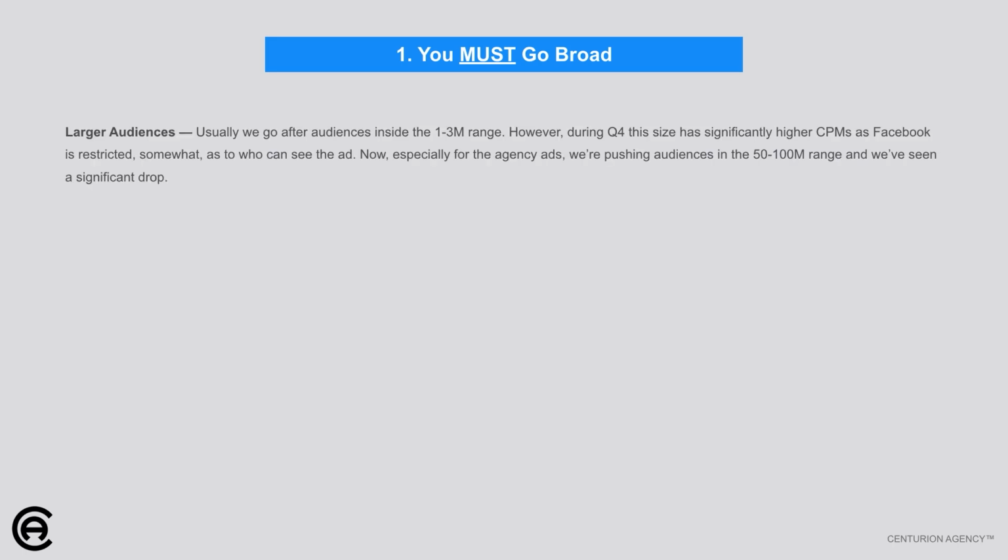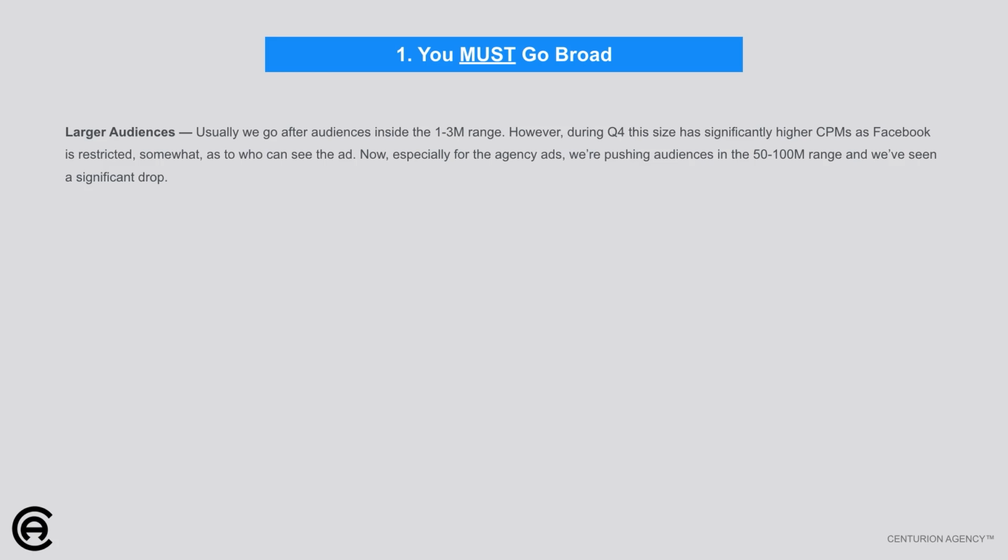So first things first, you must go broad. This is a non-negotiable. So larger audiences, right? Usually at Bax Consulting, myself and the team at Bax Consulting, when we're running ads for the agency ourselves as well as clients, usually we go after audiences inside of the 1 to 3 million range. This is kind of the sweet spot that we found.